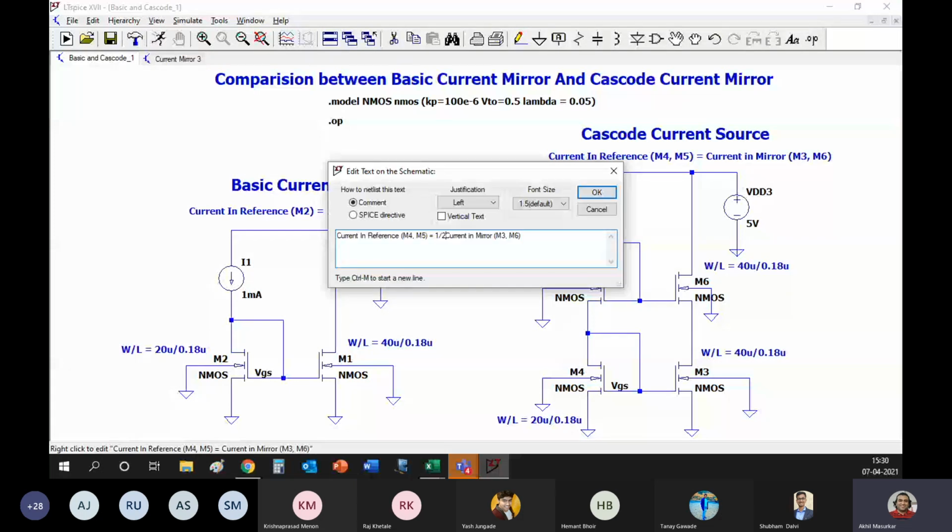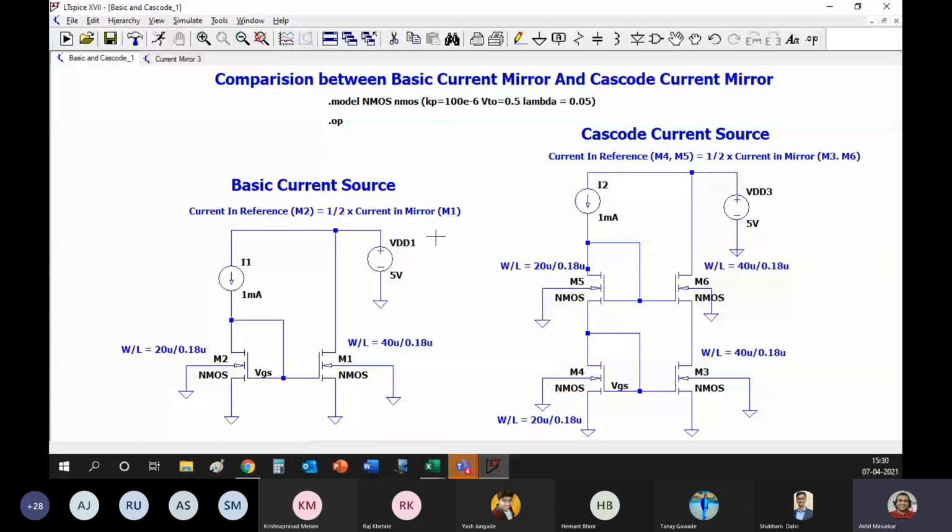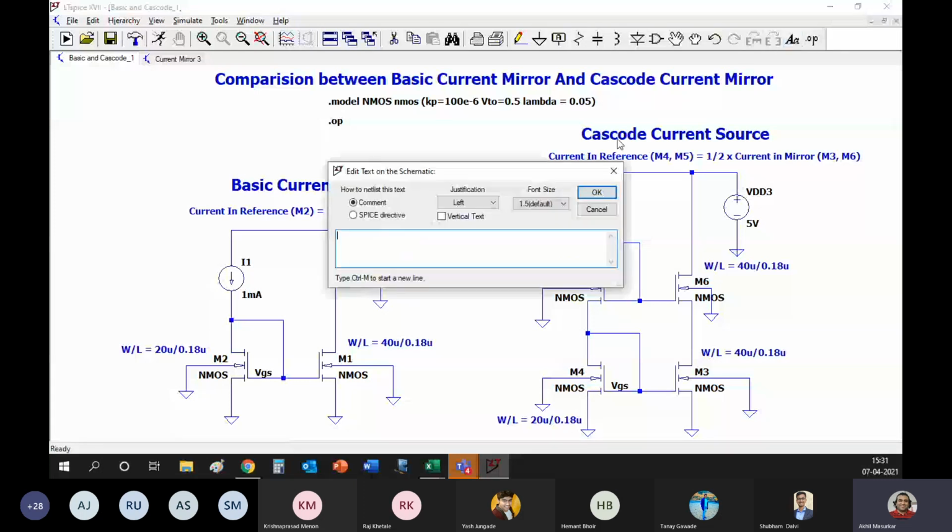Now you will change the values of lambda and see the change of value of currents for lambda equal to 0.01, 0.05, 0.1, 0.5.